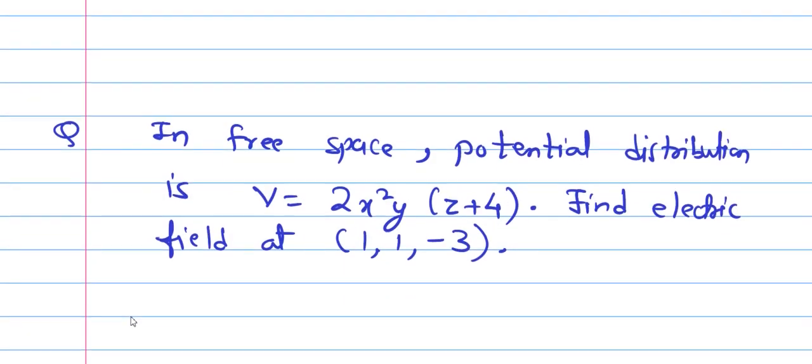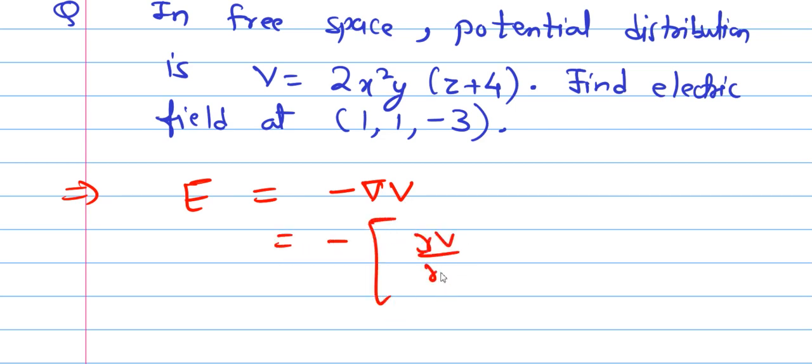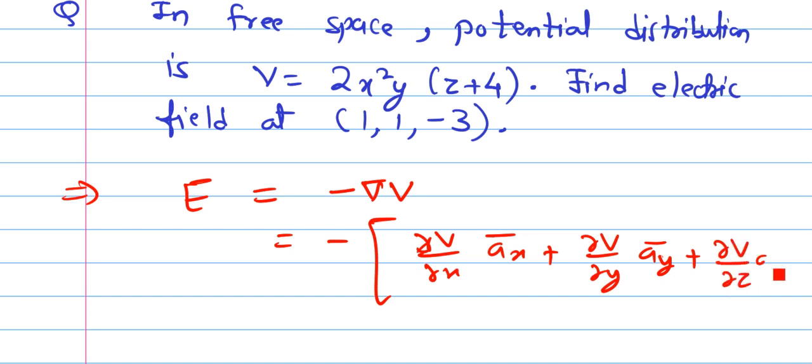So let's look at the question. In free space, the potential distribution is V equals 2x²yz plus 4. Find the electric field at (1, 1, -3). We know that electric field is minus of del V, which is minus of ∂V/∂x ax vector plus ∂V/∂y ay vector plus ∂V/∂z az vector.